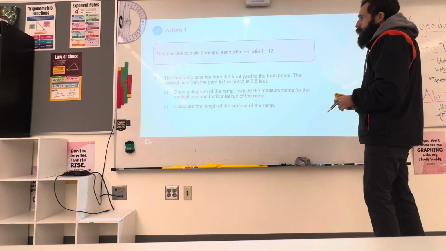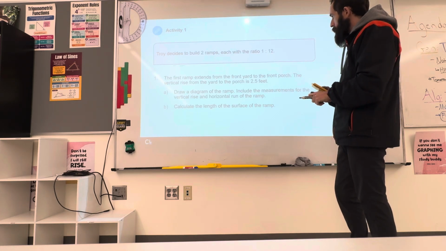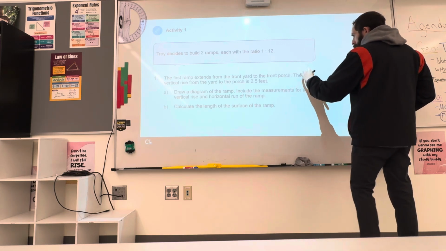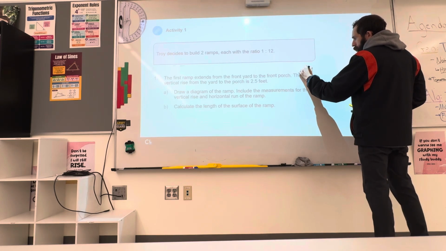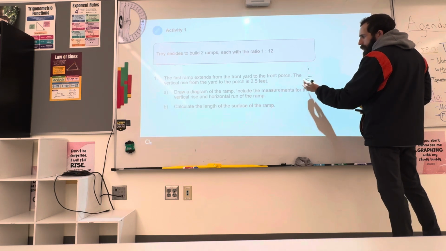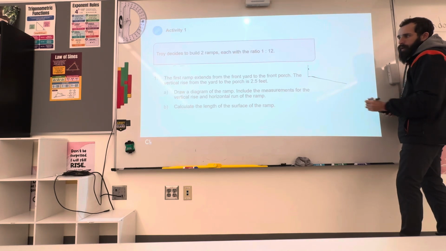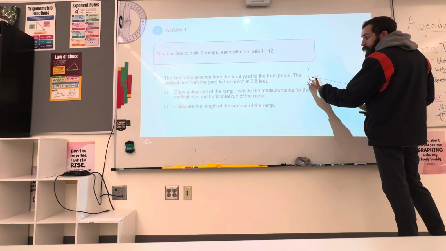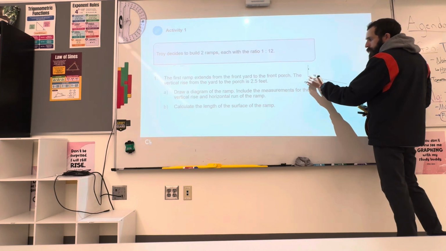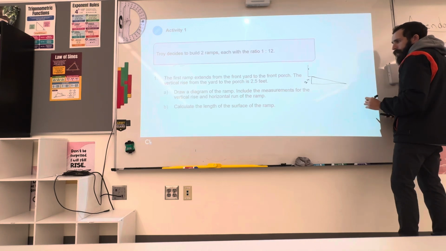So, Troy decides to build 2 ramps, each of them with this idea of a 1 to 12 ratio. Both ramps will have this 1 to 12 ratio. The first ramp extends from the front yard to the porch, or the front door, something like that. Here's the porch, right? And it extends from the front yard, and it goes an unknown hypotenuse. We do know that it goes 2.5 feet vertically. The porch must be 2.5 feet above wherever it's coming from in the lawn.